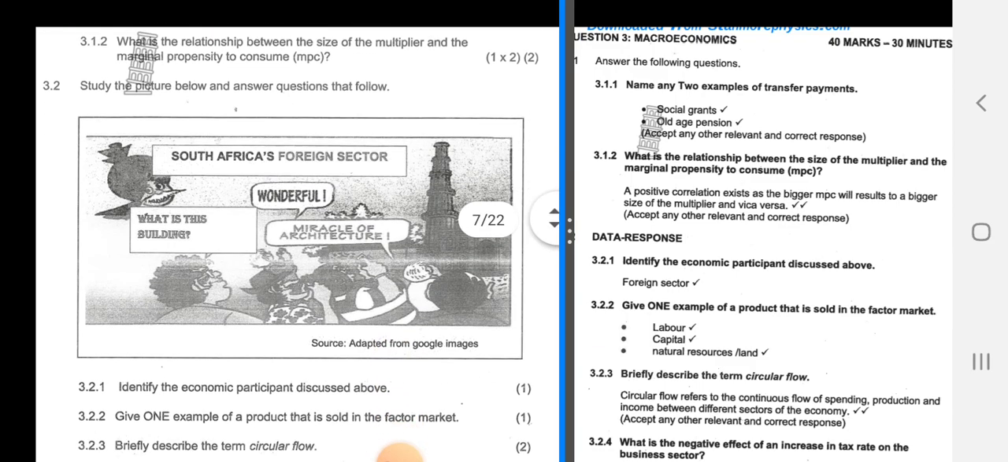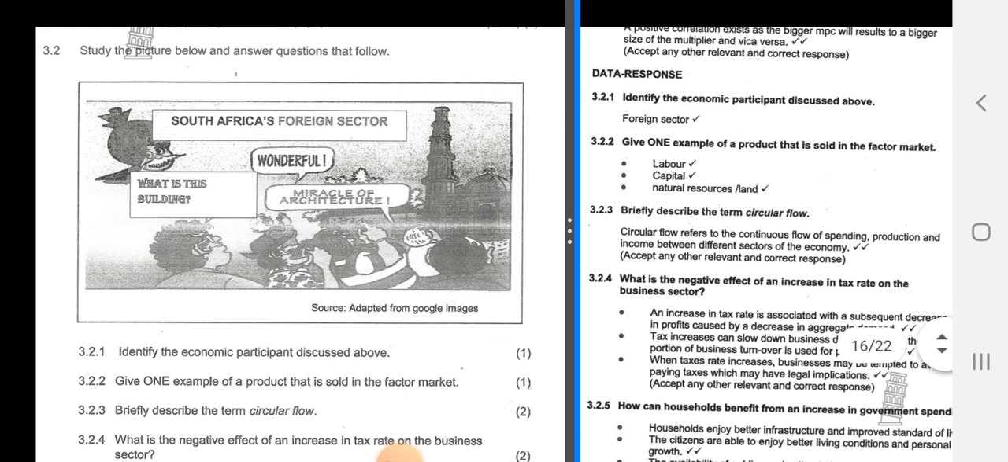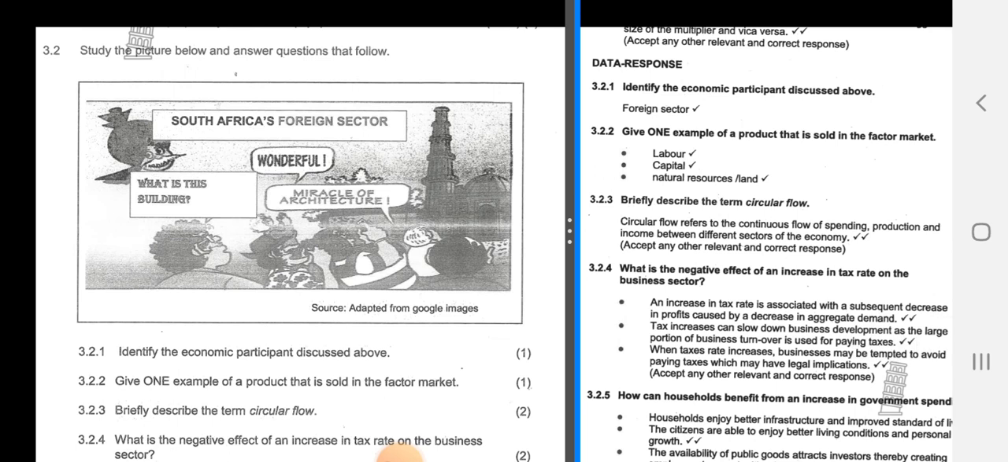Study the picture below and answer the question. So with economics, you need to know how to analyze cartoons, just like you do in English. In economics, you have to do the same. So it says South Africa's foreign sector. Wonderful. What is this building? Miracle of architecture. Source adapted from Google Images.